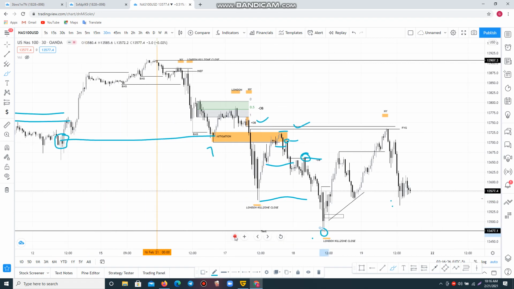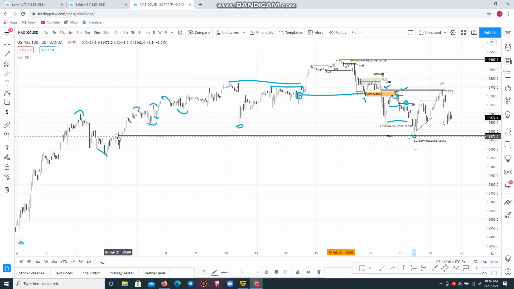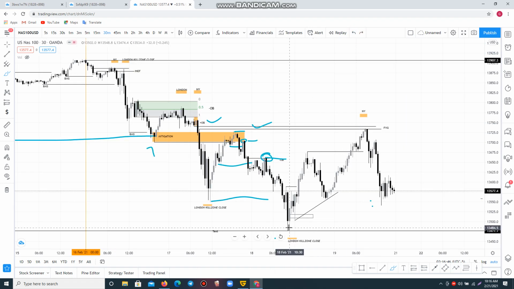Remember this zone, I marked it here. This is the level I marked. I marked the level here that the market has to return back to this zone so that we can do what? We can take a buy position. Yes, the market gets there, then the market starts buying.